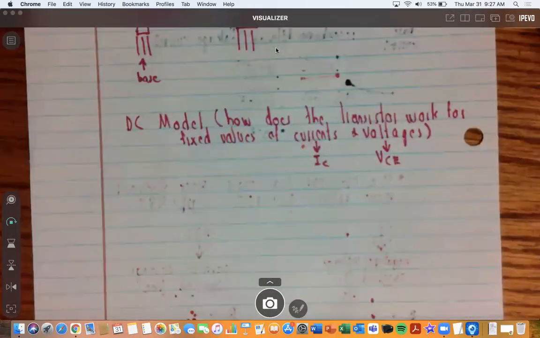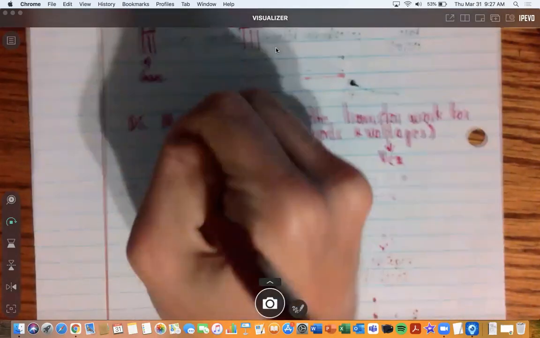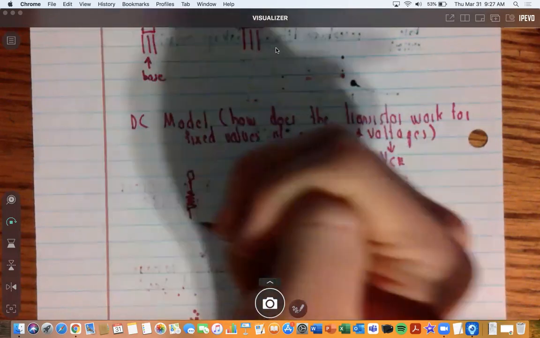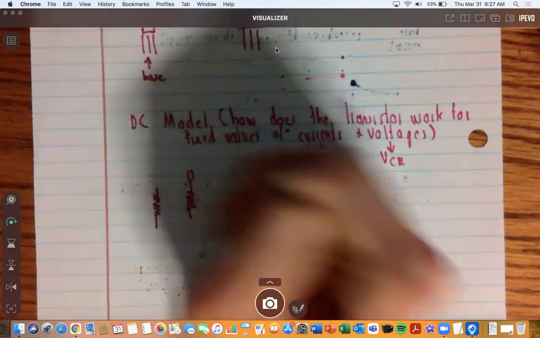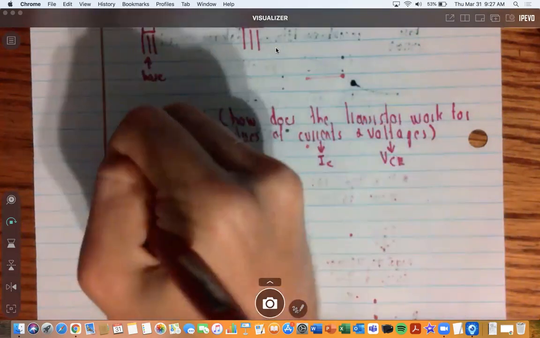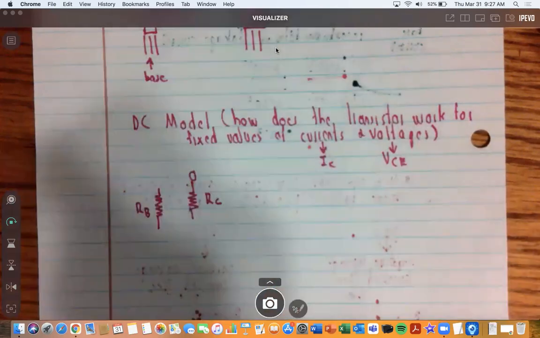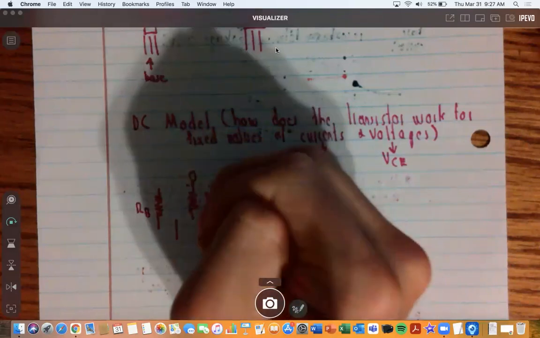So the DC model, what it looks like is we have our modern transistor for a BJT. How we're going to connect up our circuit is usually we have a resistor at the base. This is usually called RB here. This is a resistor at the collector terminal, RC. We have our transistor here.